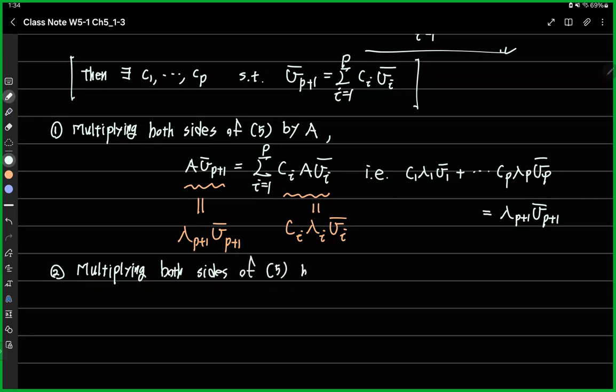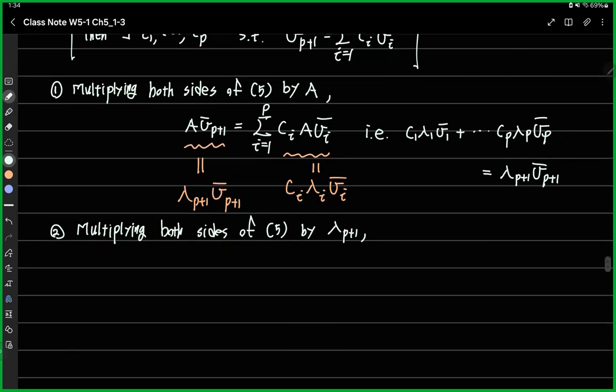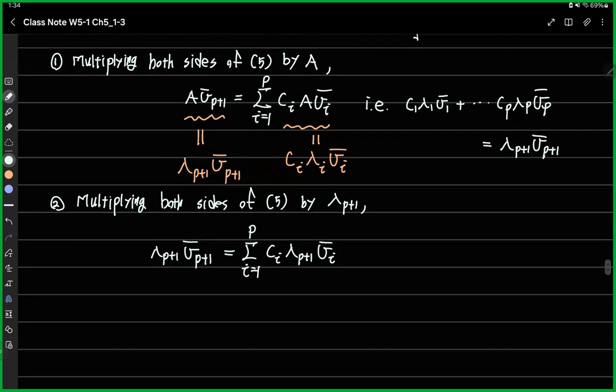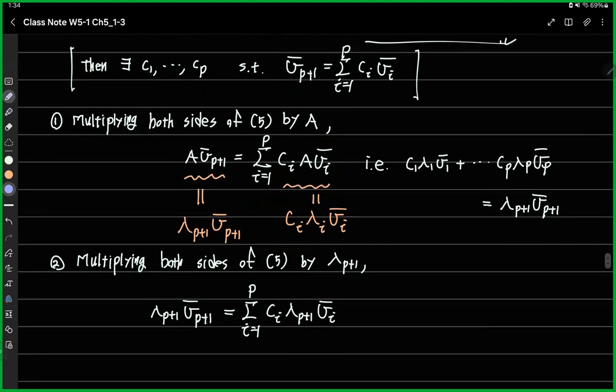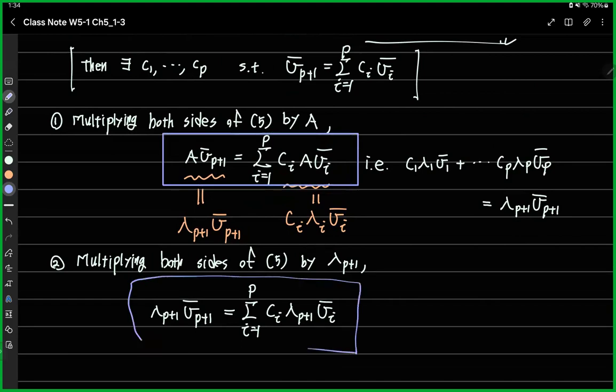5 by lambda P plus 1. Okay. Then what? We're going to get lambda P plus 1 plus VP plus 1, right? Is equal to sigma, i goes 1 through P, and then Ci lambda P plus 1, and then Vi. Okay, so now we got this, and then this. Now we subtract this one from that.